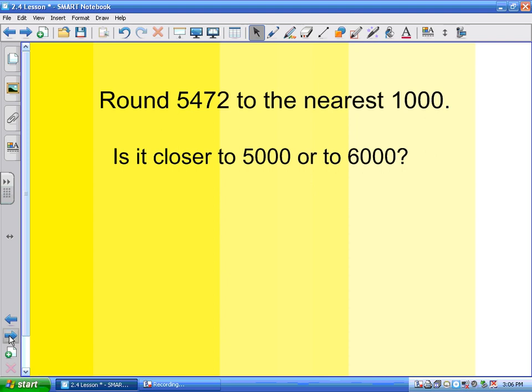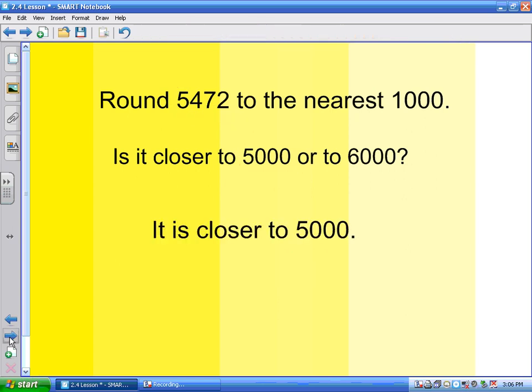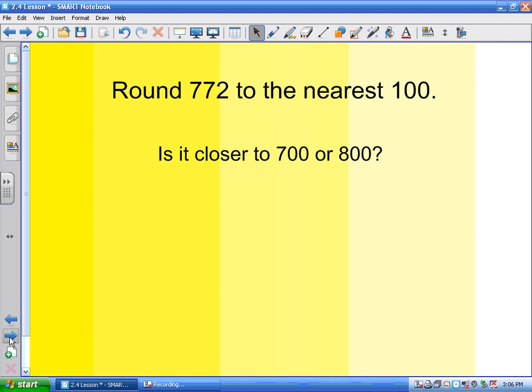I think that is closest to 5,000. You're correct. If you take a look at the number scale, here is 6,000, and here is 5,000. Halfway is 5,500, and 4,000, that's right around here somewhere. So it's less than halfway, so it is closer to 5,000. All right, there you go. 772, the nearest 100, Lexi. 800 is this one right here, isn't it? Okay.